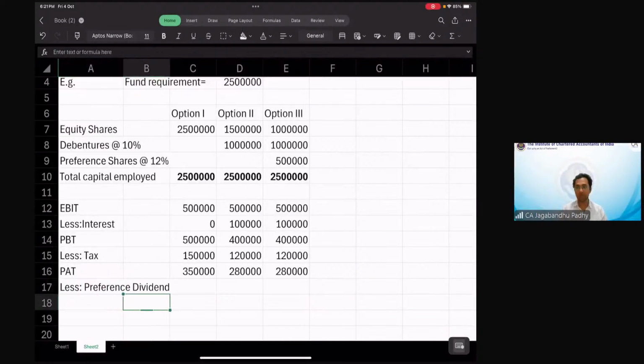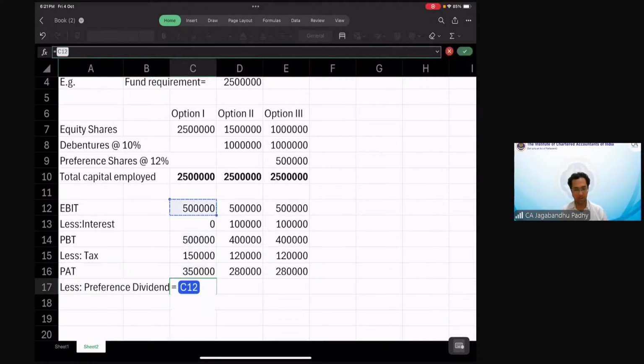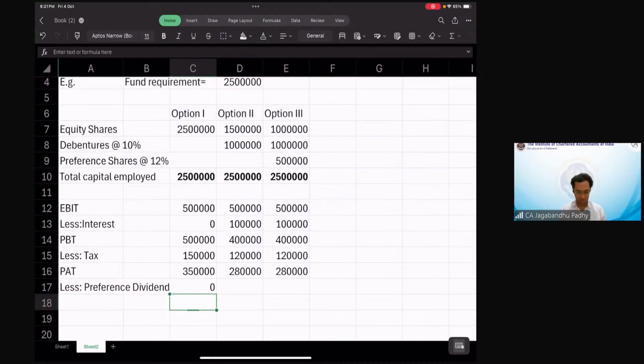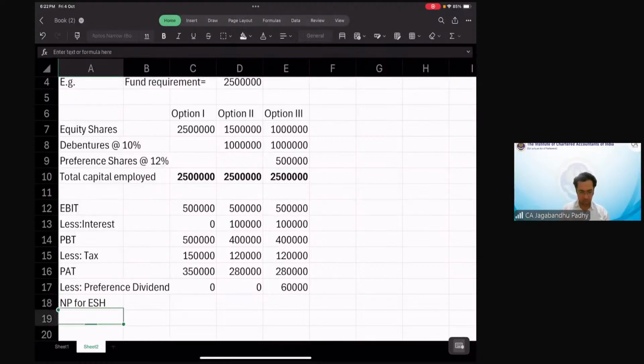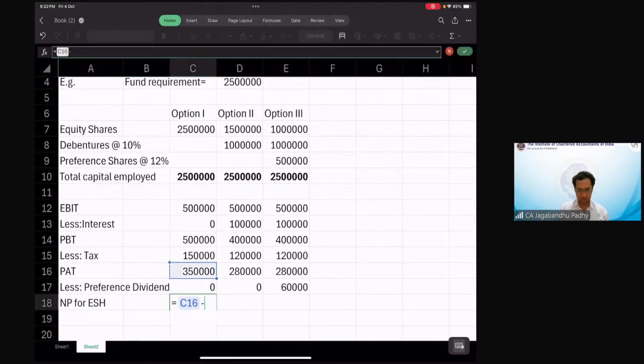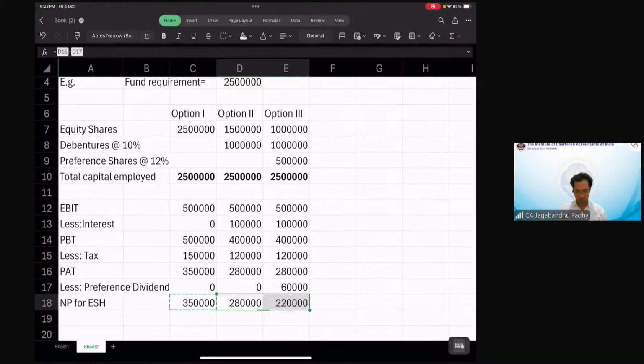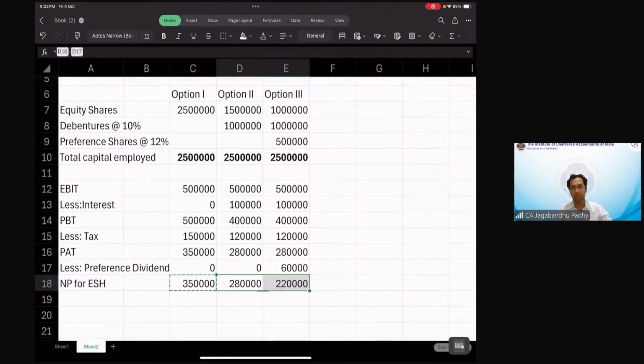preference dividend. Right? We need to reduce the preference dividend. So of course, in option 1, there won't be any preference dividend because there are no preference shares issued. And we get preference dividend only in case of option 3. Then we have net profit for equity shareholders. That's 3,50,000, 2,80,000 and 2,20,000.